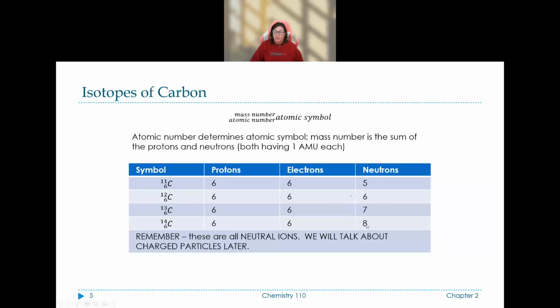Now, these are all neutral species. Typically, when we talk about nuclides, we're not talking about ions. We're always talking about neutral species, so it's not a charged particle that we're talking about. Hopefully that makes sense.